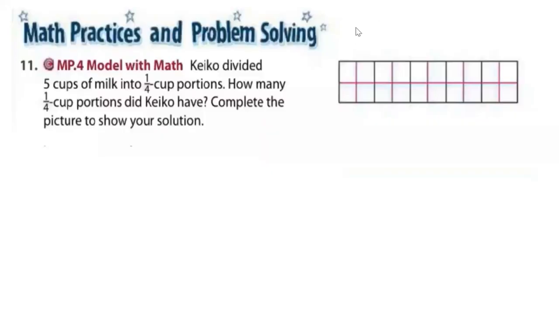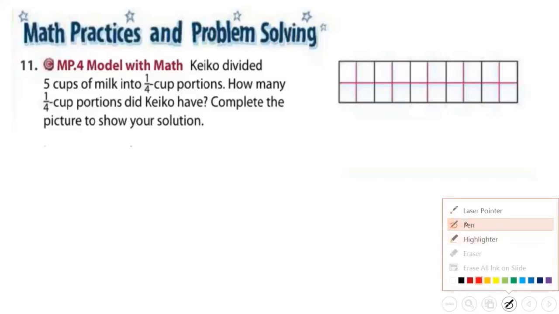Okay, everybody, here we are in the math problem solving. Question number 11. Kieko divided 5 cups of milk into 1 over 4 cup portions. How many 1 over 4 cup portions did Kieko have? Complete the picture and show your resolution. As you see, he started his division statement with a whole number here. We have to make mathematical sense.